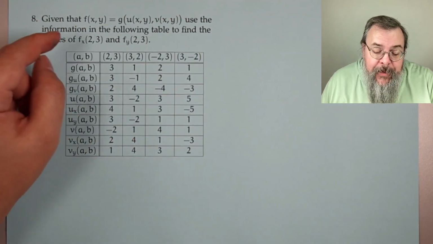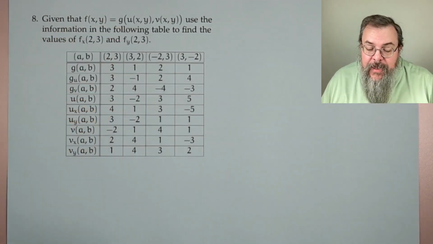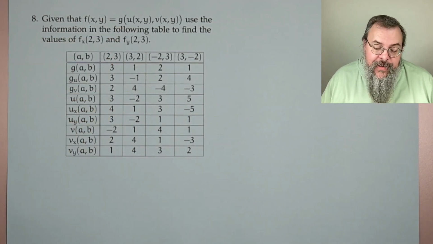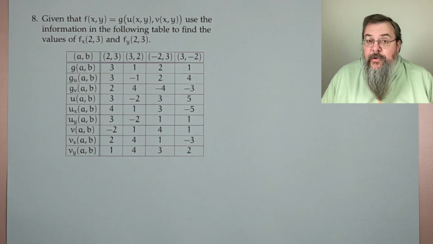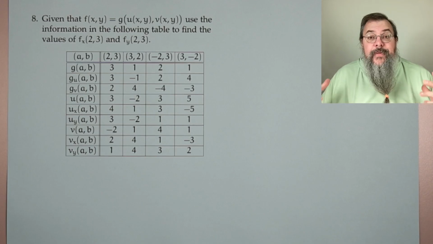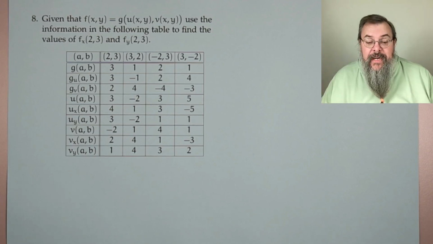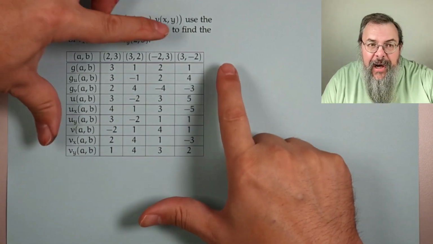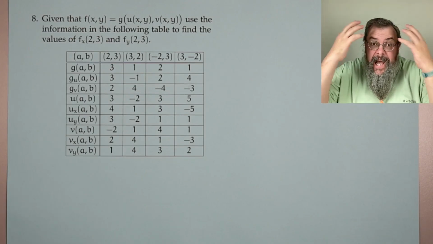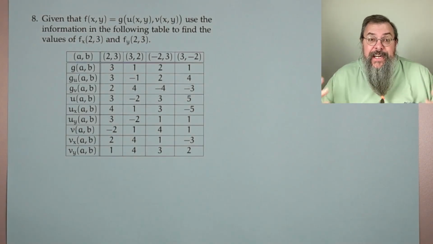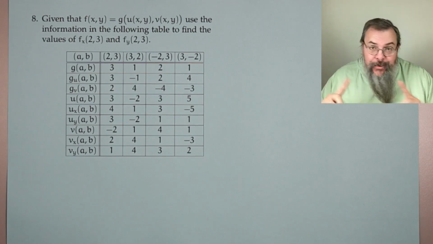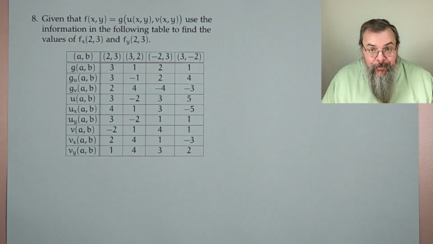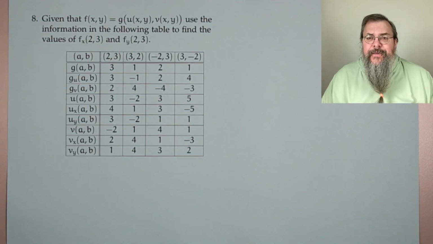Given that f of x, y is g of u of x, y, v of x, y, use the information in the following table to find the values of f sub x at 2, 3 and f sub y at 2, 3. Now, this problem looks intimidating because there's a lot there. You're like, are we really going to have to use all of that? No. So wait, what's the point of this question?